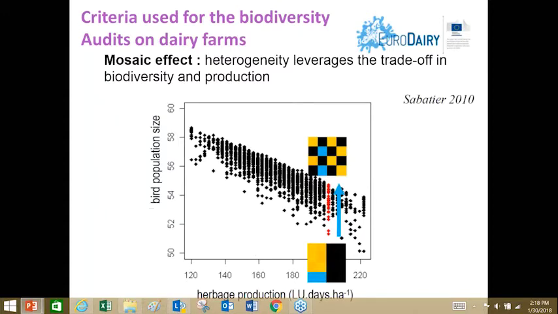That is another example to illustrate the mosaic effect. This graph shows the heterogeneity leverage trade-off in biodiversity and production. You can see a link on this graph between the herbage production intensity and the bird population. As expected, while you increase your herbage production, you can see a decline in the bird numbers. But if you look at one type of dairy farming system with the same intensity of production, the farming system with a very low population of birds has a non-diverse landscape on the farm, while the farming system with the same intensity that has more birds on its farm has a very diverse mosaic landscape. So that's another example to show that the mosaic effect is positive for biodiversity.